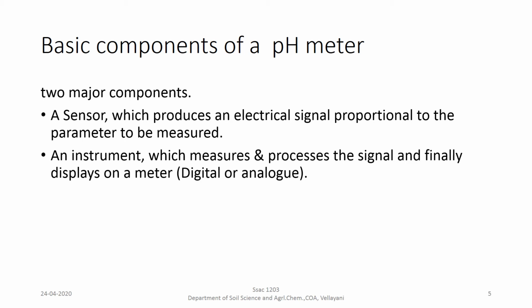Now, the pH is measured using a pH meter. Now, if you look at the components of a pH meter, it consists of two major components. The first one is a sensor, which produces an electrical signal which is proportional to the parameter to be measured. And the second one is the instrument per se, which measures and processes the signal and finally displays it on a meter. This can be in two modes, either in the digital mode or in the analog mode.